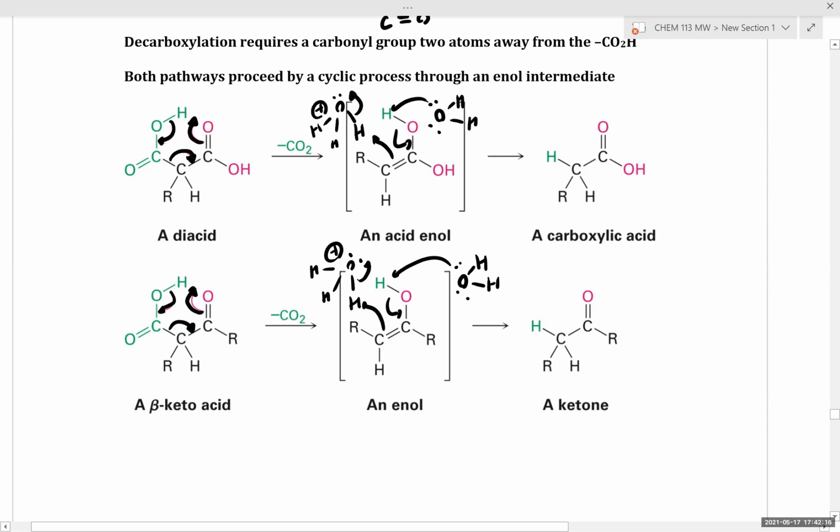So at the end of this decarboxylation, we can convert a diacid into a carboxylic acid or a beta ketoacid into a ketone.